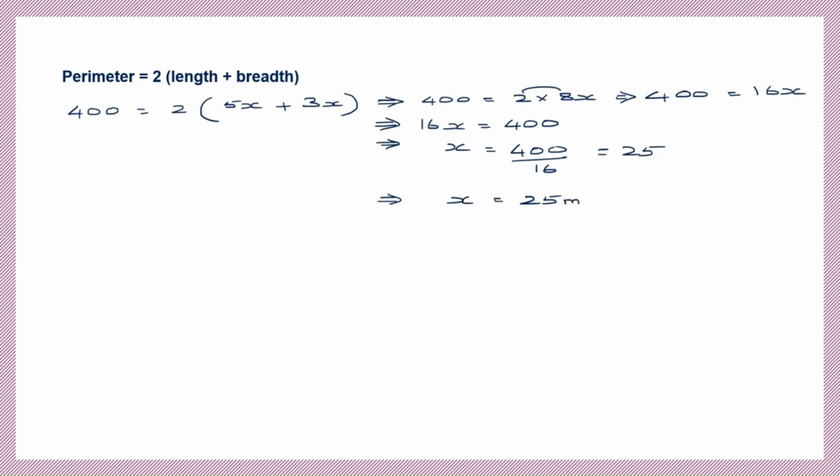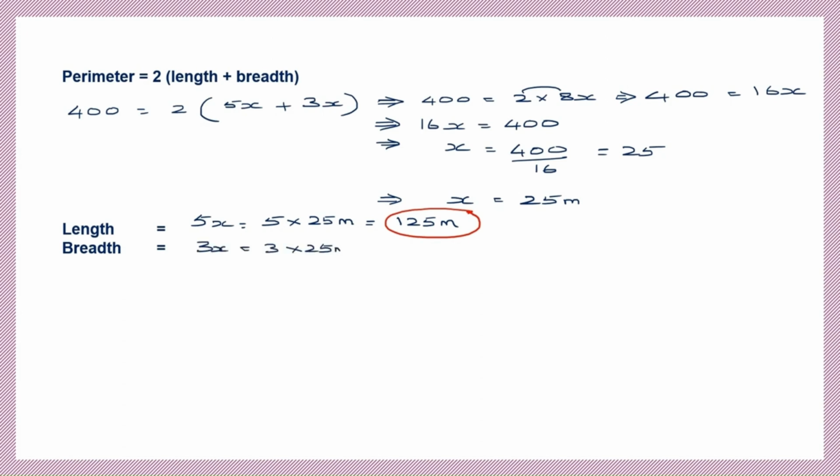Now we can find the value of the length and the breadth. So length we said is 5x, which is 5 into x, and x is 25 meters. So 25 into 5 is 125 meters. So we have found the value of the length. Now, what is the breadth? We said breadth is 3x. So 3x means 3 into 25. 25 threes are 75. So this is 75 meters. So we have length equals 125 meters and breadth equals 75 meters.